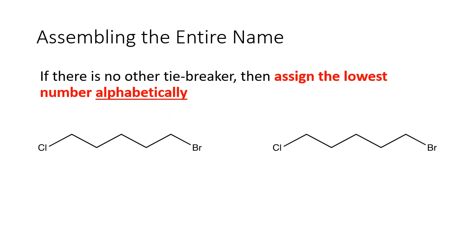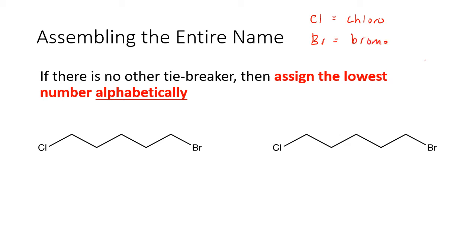Next, if you come across a scenario where there's no tiebreaker based upon assigning the lowest number, then we now use ABC order as the tiebreaker. So we give the lowest alphabetical order the priority for numbering. Something we'll look at in a little bit, the halogens have some common names. So Cl, a chlorine on an organic molecule, is called a chloro group. Br, or bromine, that halogen is called a bromo group.